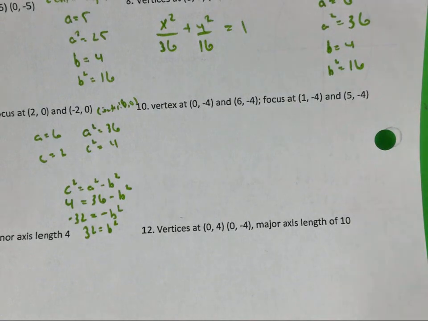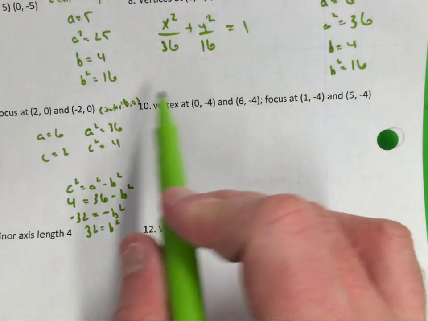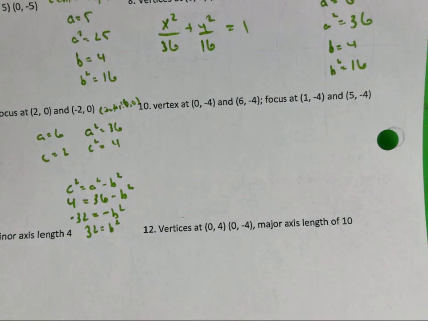Number 10. Now, you look at this. Can you just say your center's at 0, 0? No, it looks a little bit more complicated than that, doesn't it? But let's look at what we talk about here. Our vertices are at (0, -4) and (6, -4). And our foci are at (1, -4) and (5, -4). Your foci is on the same axis as your major orientation, is it? So is it going to be a horizontal or vertical? Vertical. Do you see that?